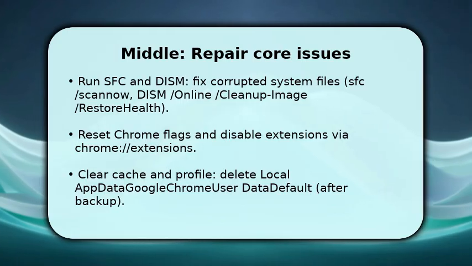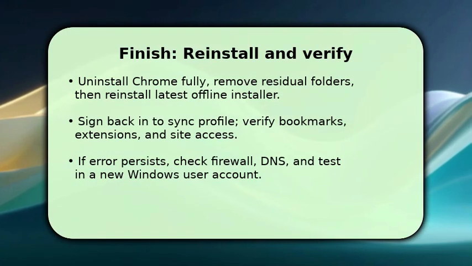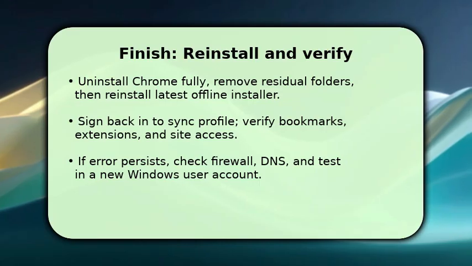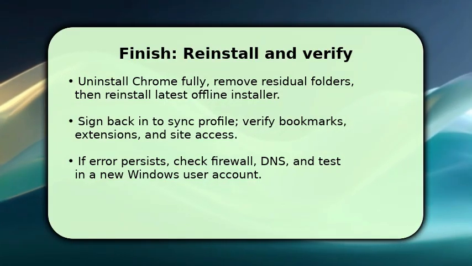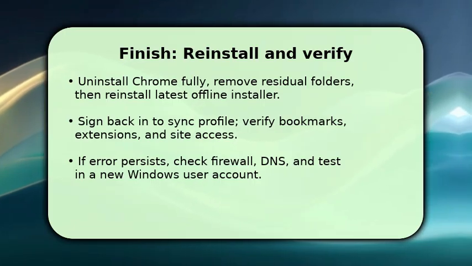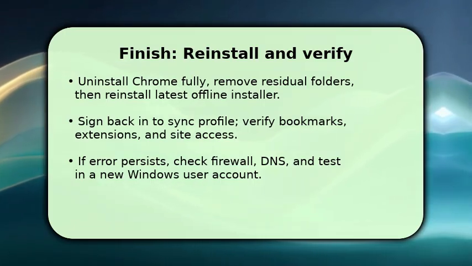Uninstall Chrome, delete leftover profile folders, then install the current offline Chrome package to avoid updater errors. Sign into your Google account to restore bookmarks and settings. Re-enable extensions one at a time to find troublemakers.